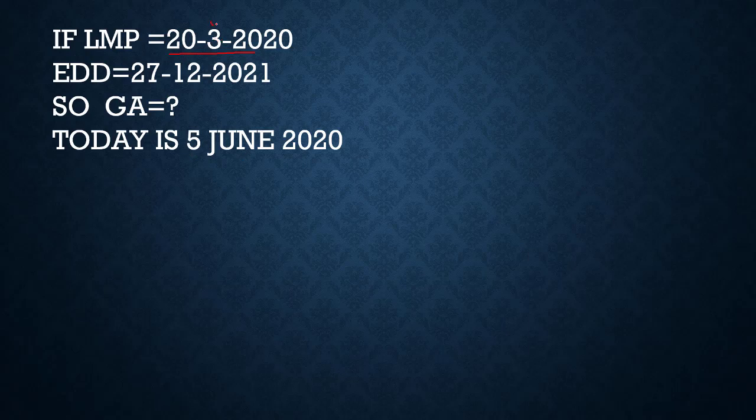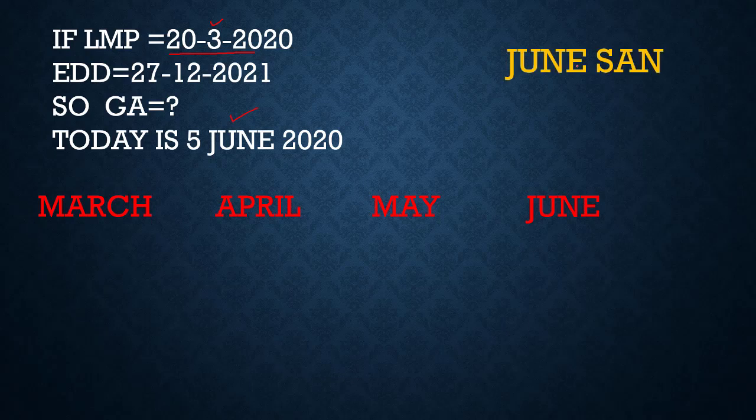As we know, from March till June there are 4 months: March, April, May, June. We will write down the 4 months. Then, according to the mnemonic "June's end," we know that June has 30 days, September has 30 days, April has 30 days, and November has 30 days. So according to this mnemonic we will write the total number of days each month holds. March has 31 days, April has 30 days, May has 31 days, and June has 30 days.